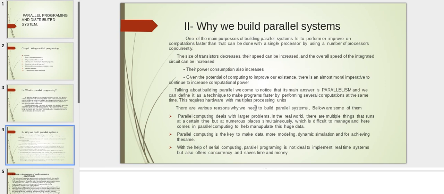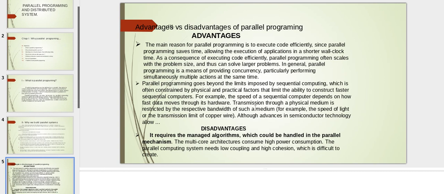On talking of parallel systems, we can't talk of parallel systems without talking of parallelism. Talking about parallel, we come to notice that the main answer is parallelism, and we can define it as a technique to make programs faster by performing several computations at the same time. That's performing several tasks at the same time by sharing them among different processors, as it can be known as multiple processing units.